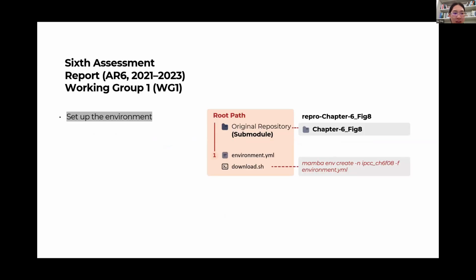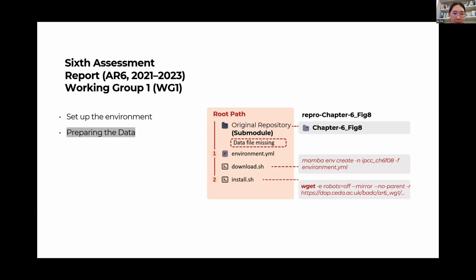And we do several steps. The first step is set up the environment. We focus on Python file now, and we also preserve the original repository, and we use the submodule to preserve the original one. And for users, what you need to do is just run the download shell, and then the environment can be set. And the second one is prepare the data.